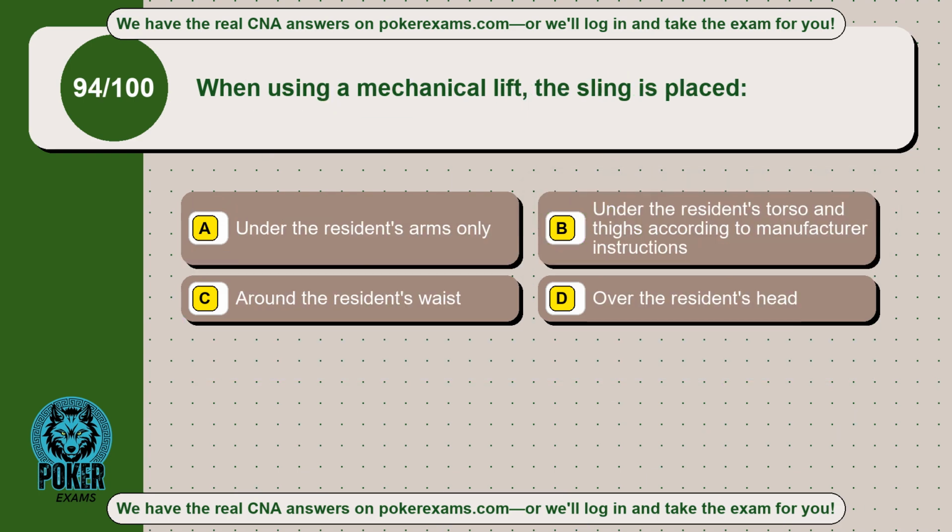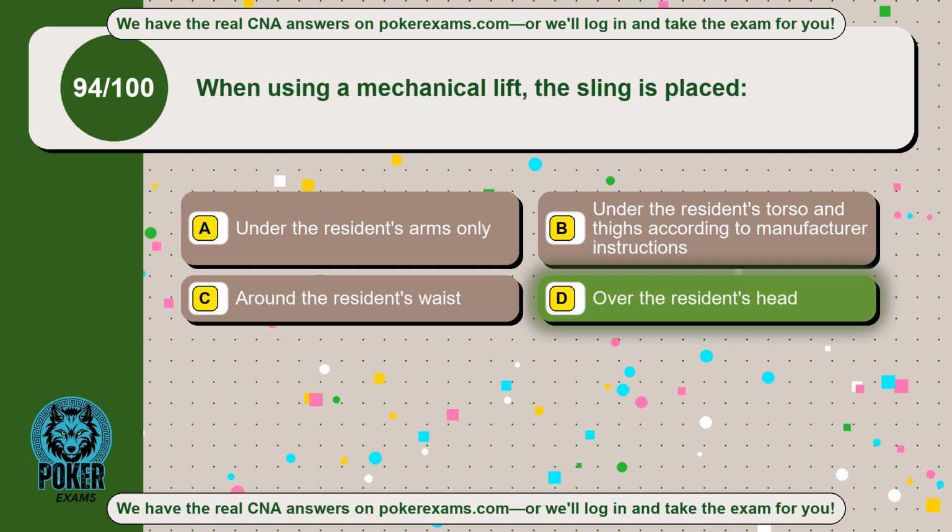Question 94. When using a mechanical lift, the sling is placed: Option A. Under the resident's arms only. Option B. Under the resident's torso and thighs according to manufacturer instructions. Option C. Around the resident's waist. Option D. Over the resident's head.